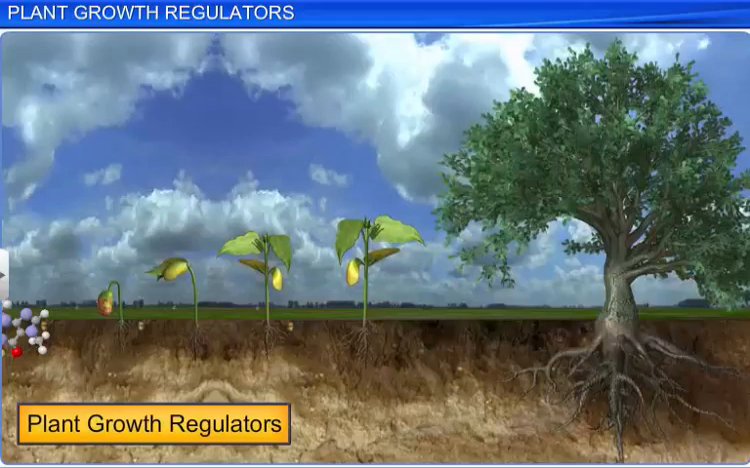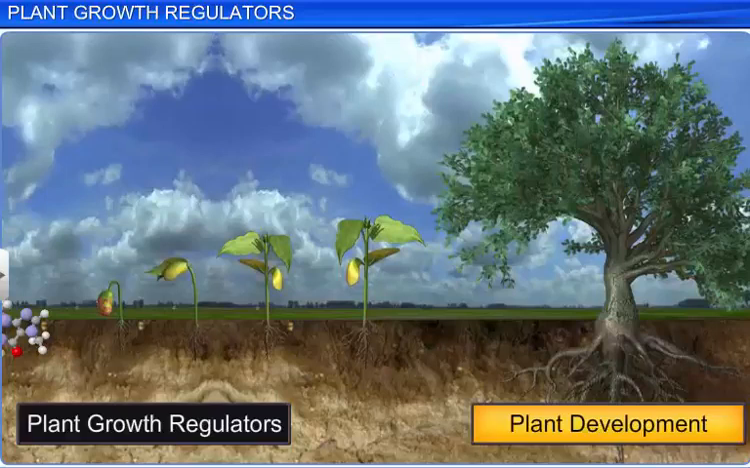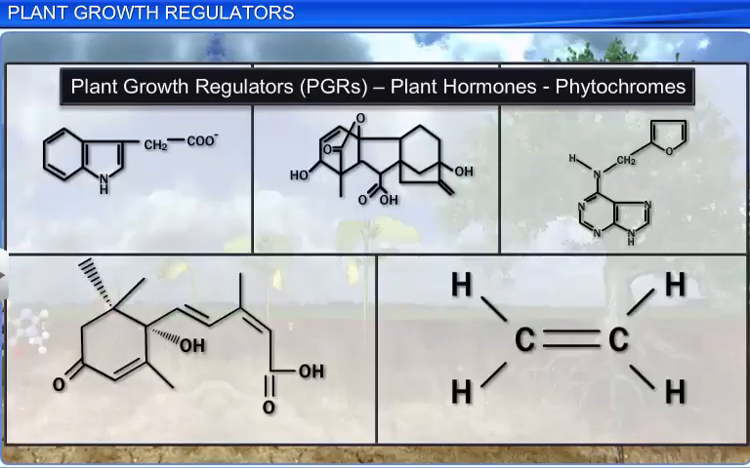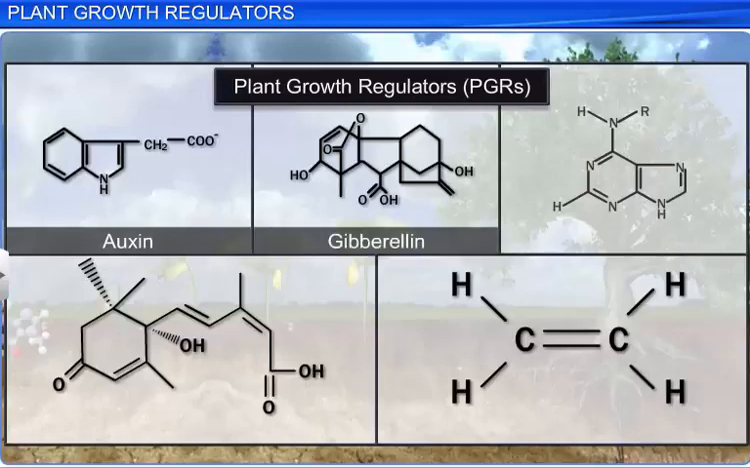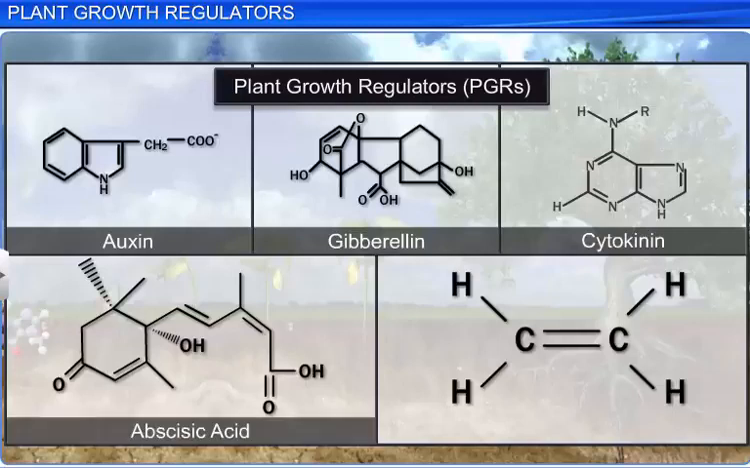Plant growth regulators, or PGRs, intrinsically control development. These regulators are chemical compounds and are also called plant hormones or phytohormones. PGRs include auxin, gibberellin, cytokinin, abscisic acid, and ethylene.